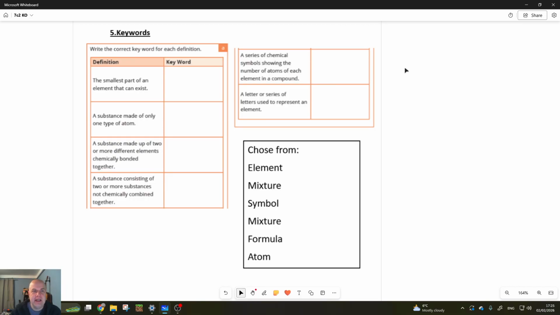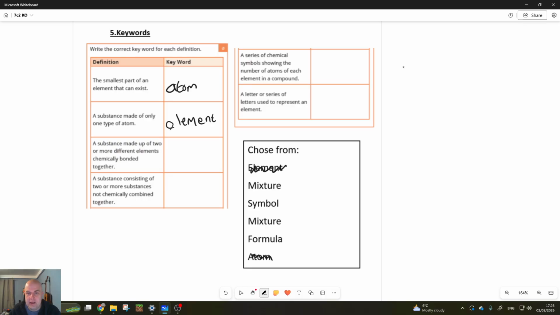Finish us off. We have some key words. Okay, now we need to know these definitions. This is important, right? So the smallest part of an element that can exist, which one of these do we think it is? That's right, it's an atom. A substance only made of one type of atom. Ooh, that's an element. A substance made of 2 or more different elements chemically bonded together. So 2 or more different things chemically bonded.